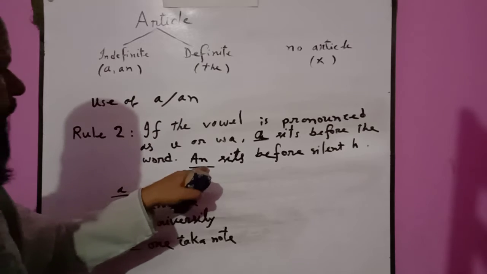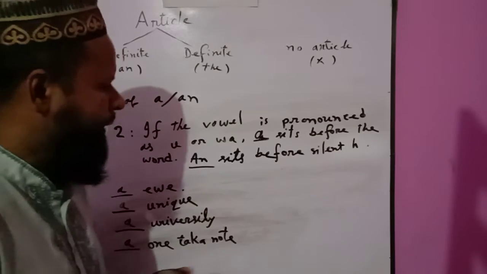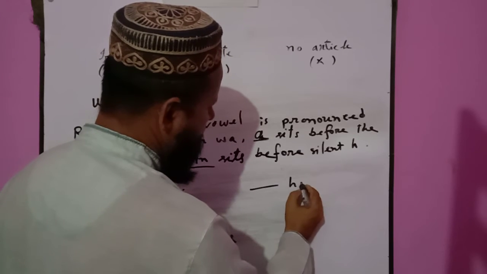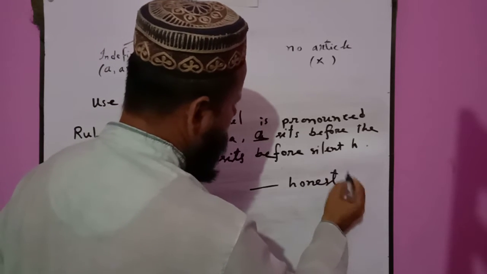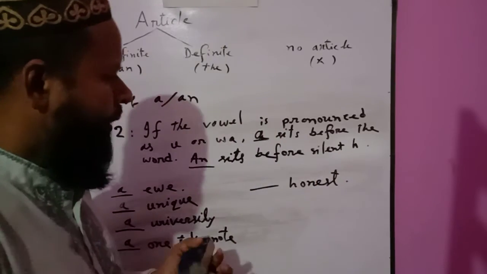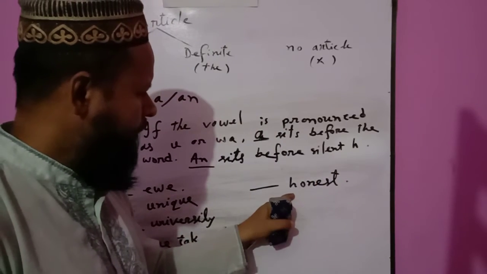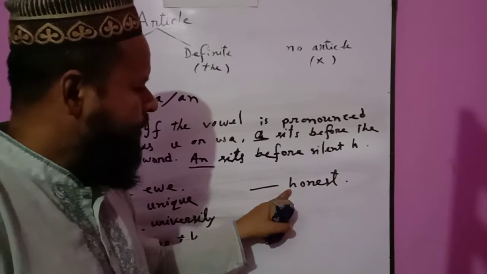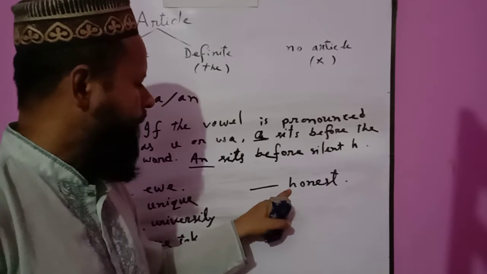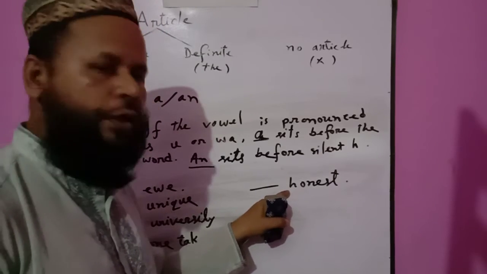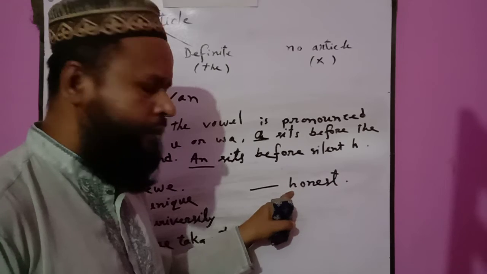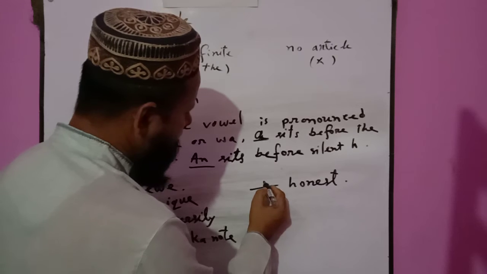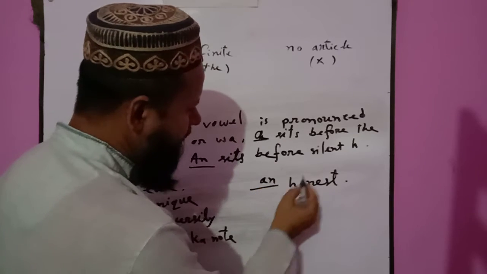Again, an sits before silent H, like honest. Honest is a word that begins with H, a consonant, but H is not pronounced in this word. Honest, not "honest" with an H sound. The word is honest. So, we shall use an before silent H.